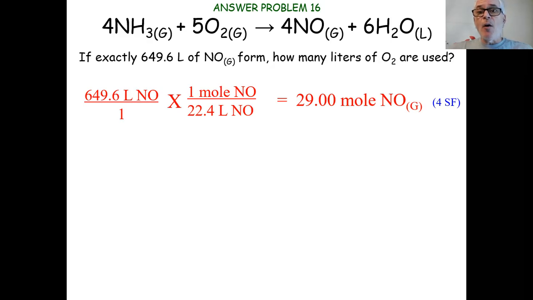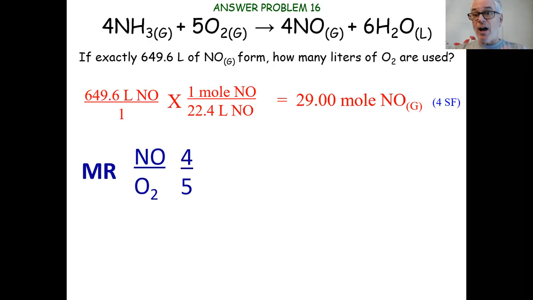Now, if that's how many moles formed, the question is how many liters of oxygen were required. This is a comparison now. We have to go through the mole ratio tunnel. We have to compare moles of NO to moles of oxygen. So we're going to set up the mole ratio. The moles of NO to the moles of O2 from the balanced chemical equation is going to be 4 to 5. 4 moles of nitrogen monoxide gas require 5 moles of oxygen to be used up. So it's in a 4 to 5 ratio.